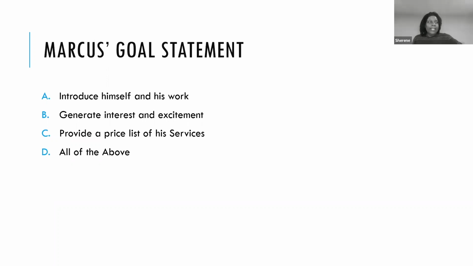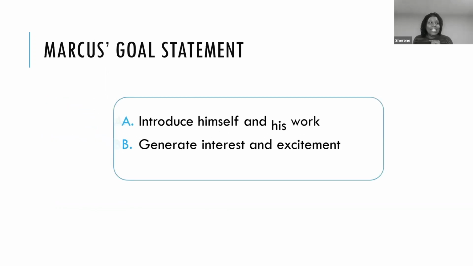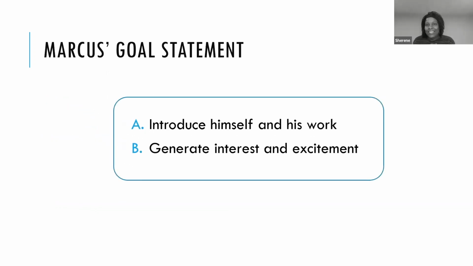Drum roll, please. It's A and B, right? So if you said A, good job. You just had to bring in the B as well. So he wants to generate interest and excitement. That's a part of his goal. So when he's writing his script of what he's going to say in this video, he has to think about, I want to introduce myself. I want to make sure people know about my work, and I want to get excitement because I want some new business, right? So he has to make sure he has that in his video as well.